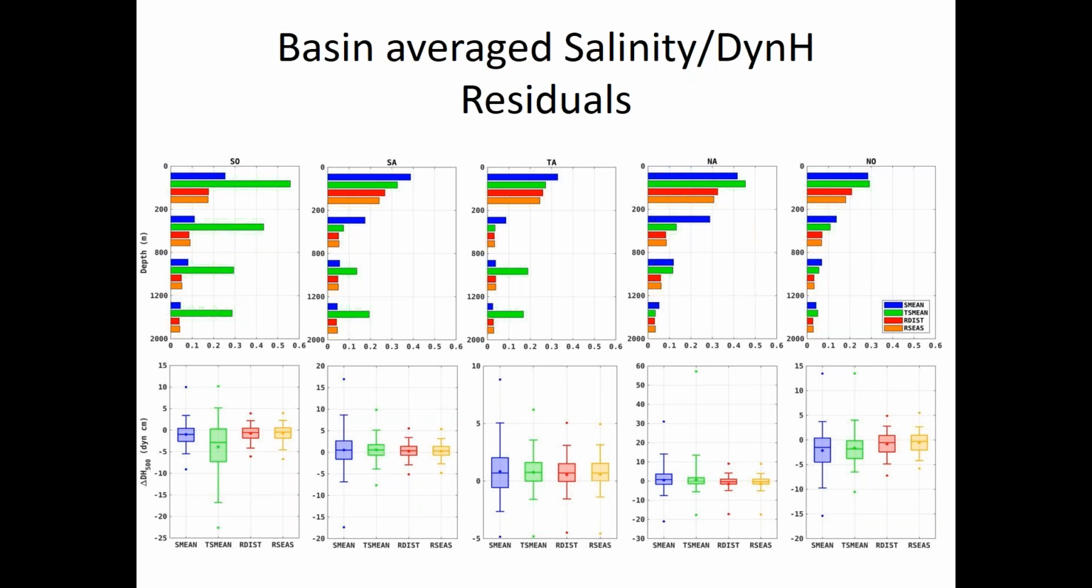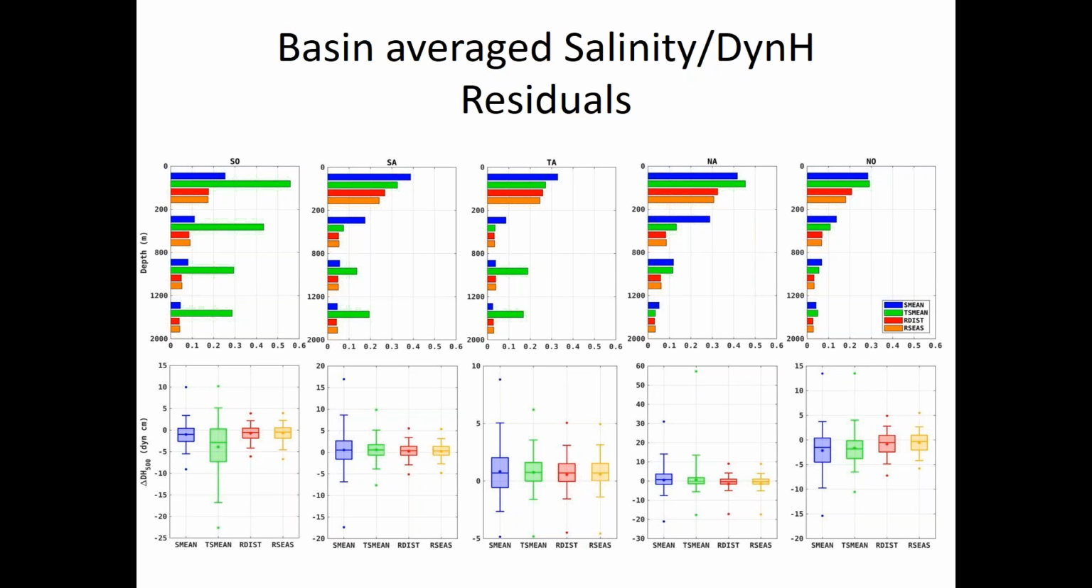And the RDIST and RSEAS, the regression methods, are pretty similar below 200 meters. At the surface, by including seasonality, it gains a little bit, about 0.02 in the whole basin. This is the maximum range of uncertainty, so this is the 90% confidence interval. So it generally gains a little bit at the surface for the whole basin.